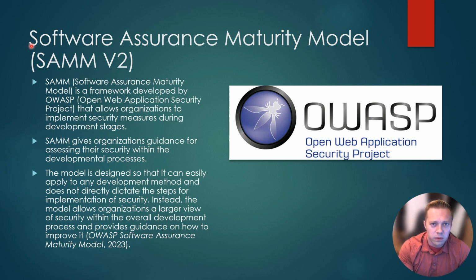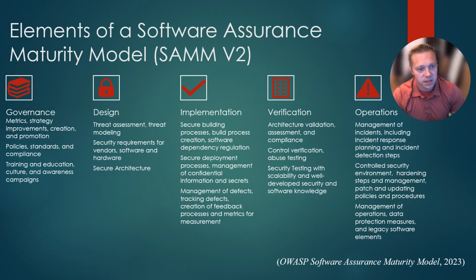And that's very important when we're developing software for a client, because it's not always going to be the same process for everything we develop. So let's actually talk about the elements of SAM, or the Software Maturity Model. There's 5 core areas. So we have governance, design, implementation, verification, and operations. Now, let's talk about some of the subtopics as well, because they're very important.